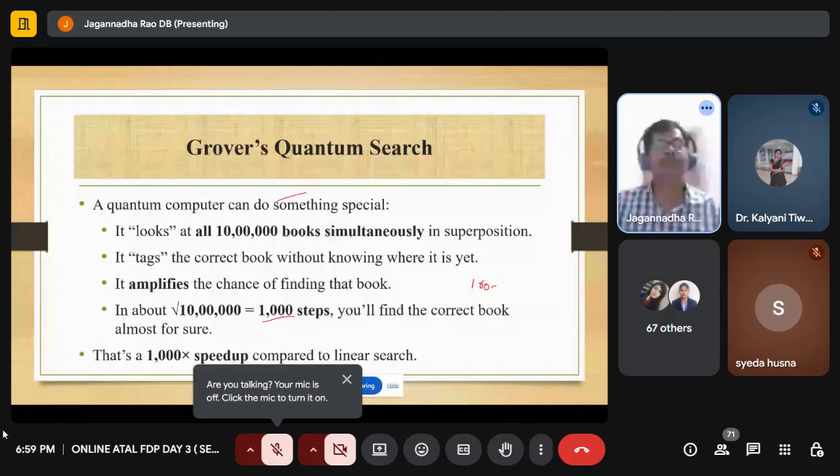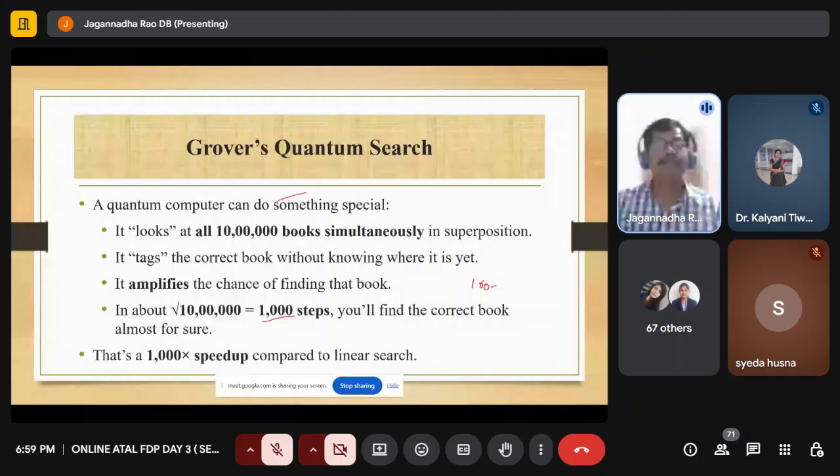So that's what happened now. In the earlier case, we were talking about 10 lakh searches. Now you complete it in 1000 searches. So how much is your speed-up? It is 1000 times faster compared to classical search.